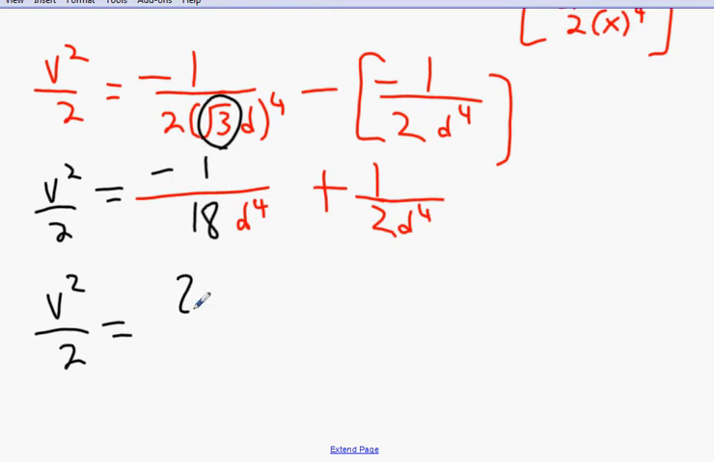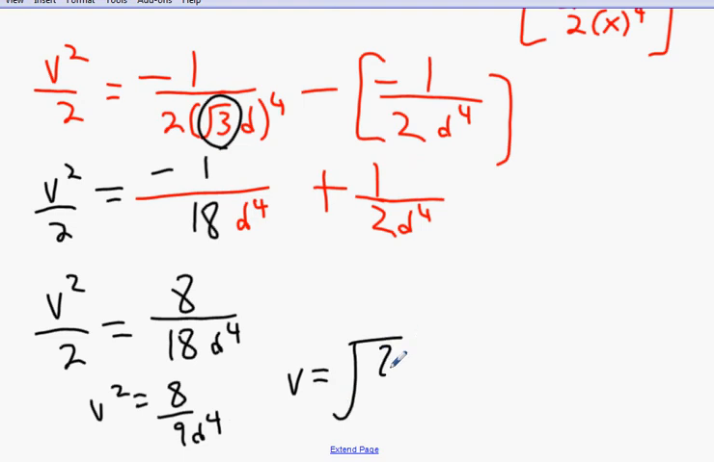So it's 8 over 18 d4. Bring the 2 up. It comes to be 16 over 18, which in turn is 8 over 9 d4. Square root both sides. Phi equals the square root of 8 over 9d4. Can anybody tell me what the square root of 9d4 is? 3d squared, and the square root of 8, 2 root 2. And that's what we're asked to prove. That got you 25. Okay? There's 5 left for 30. Okay?